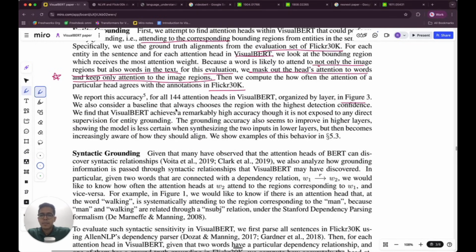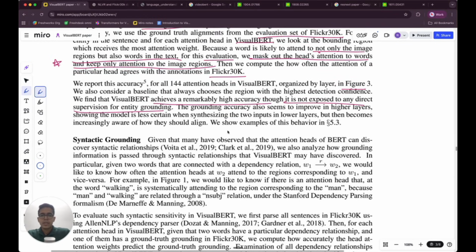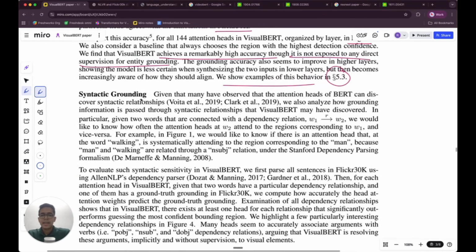We also consider a baseline that always chooses the region with the highest detection confidence. We find that VisualBERT achieves remarkably high accuracy, though it is not exposed to any direct supervision for entity grounding. The grounding accuracy also seems to improve in higher layers, showing the model is less certain when synthesizing the two outputs in lower layers, but then becomes increasingly aware of how they should align. We show some examples of this behavior in section 5.3. We'll see that.